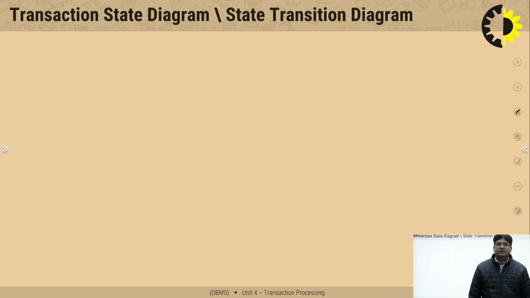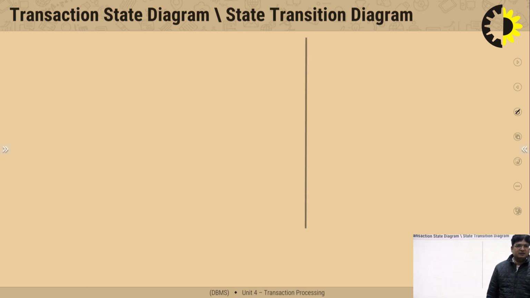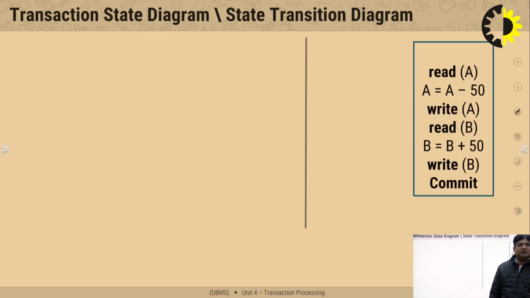We may have previously studied in operating systems that a process undergoes several states during the course of its completion. In a similar fashion, a transaction also has several states during its completion. So, let us see each of them one by one.